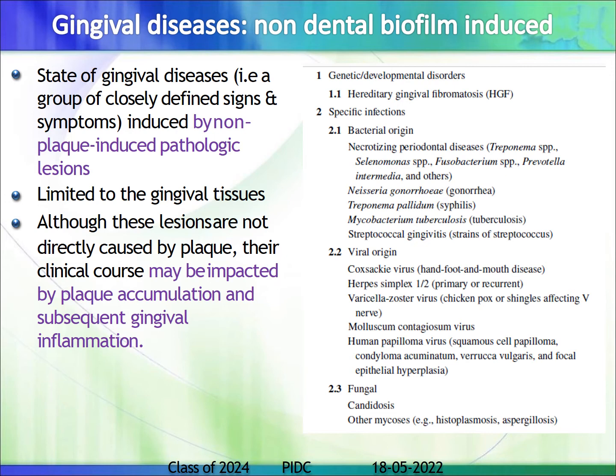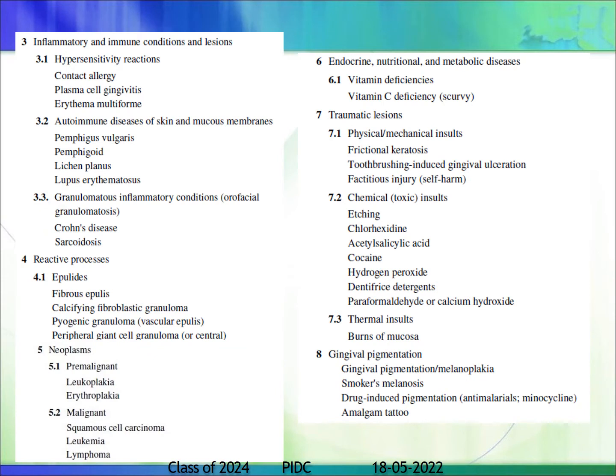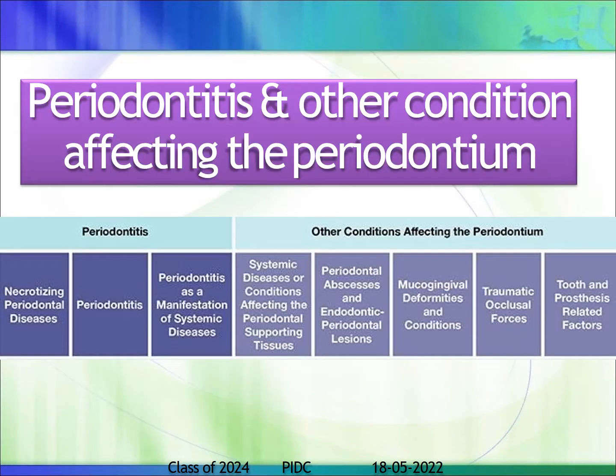So what are the causes for this? It could be hereditary, or it could be a specific infection, for example bacterial, viral or fungal. It could be because of inflammatory or immune conditions and lesions, reactive processes, endocrine, nutritional, metabolic diseases, traumatic lesions or gingival pigmentation. All this, if it results in any changes in the gingiva, then it tends to be a gingivitis due to a non-biofilm induced condition.